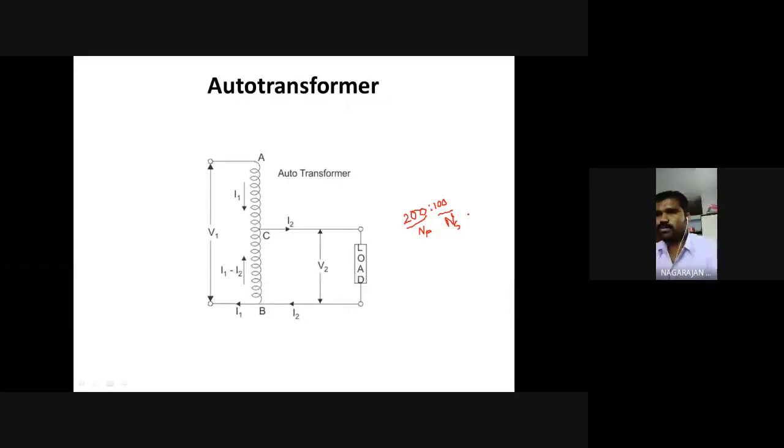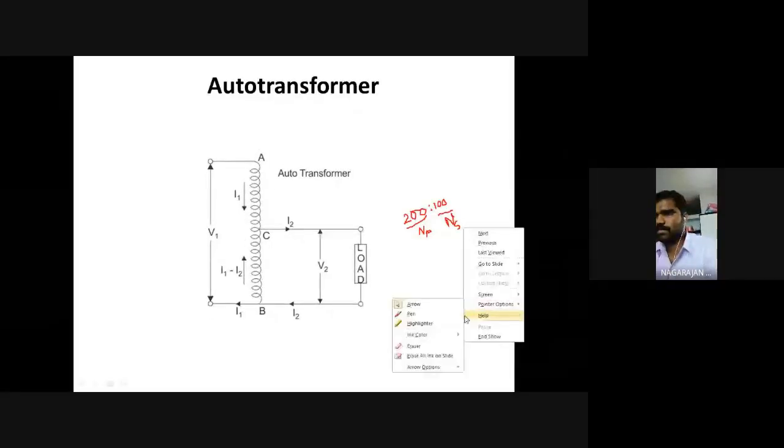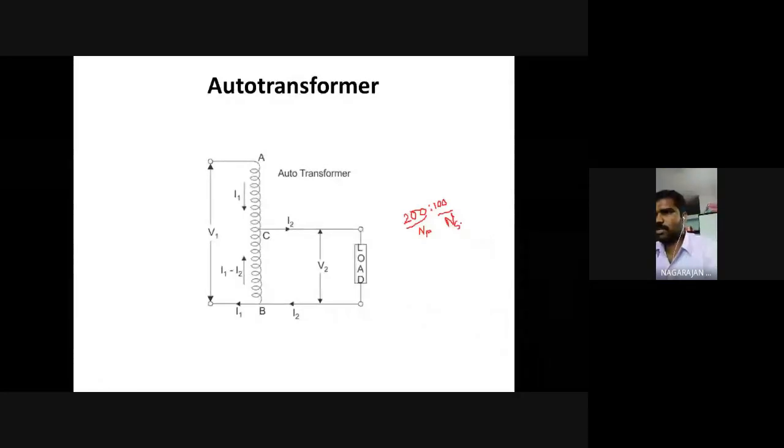But in an auto transformer, the number NS is not a fixed one. Though NP, the number of turns in the primary, is fixed, NS is not fixed. So we can get a desired output voltage at the load side. Do you understand?